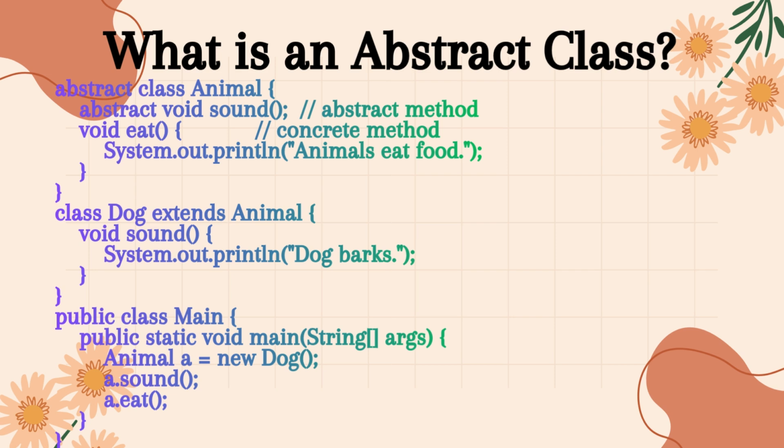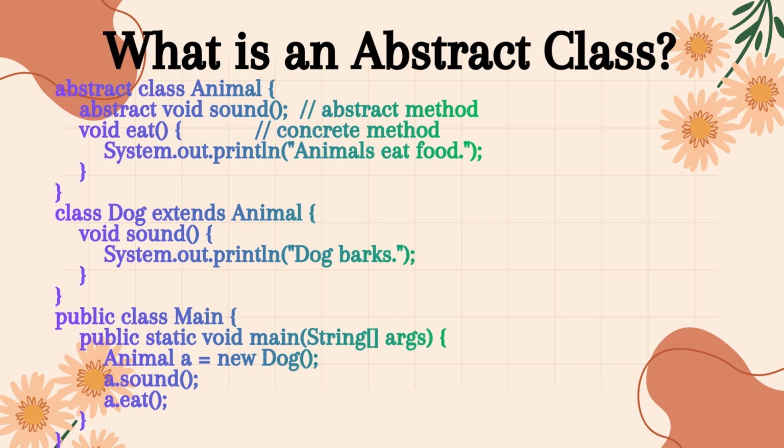Next, we have a class called Dog that extends the Animal class. Inside Dog, we override the sound method and print "Dog barks". Then, in the main method, we create an object of Dog, but notice something important, the reference type is Animal, not Dog. This shows polymorphism. We can use a parent class reference to call subclass methods.